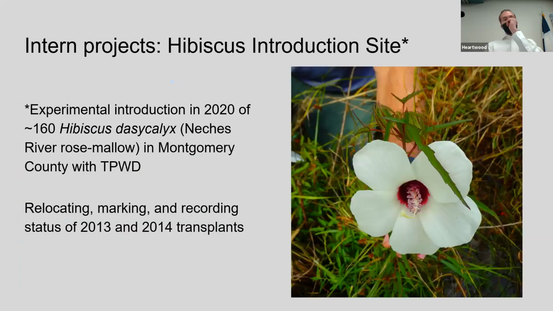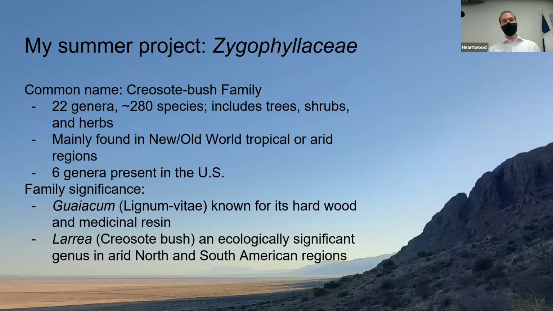And then we went to an offsite location in Montgomery County with Texas Parks and Wildlife to assist with a survey of transplants from 2020 of this plant called Hibiscus dasycalyx, also known as the Neches River rose mallow, which is endangered and native to Texas.